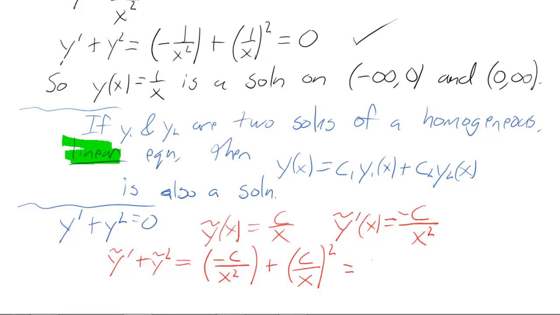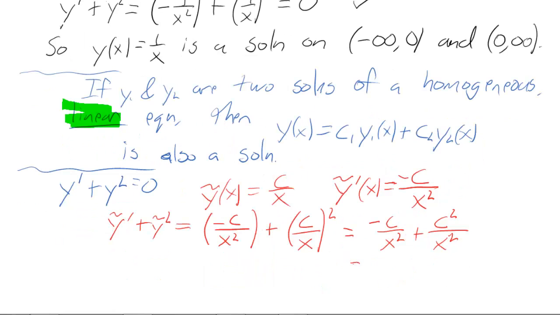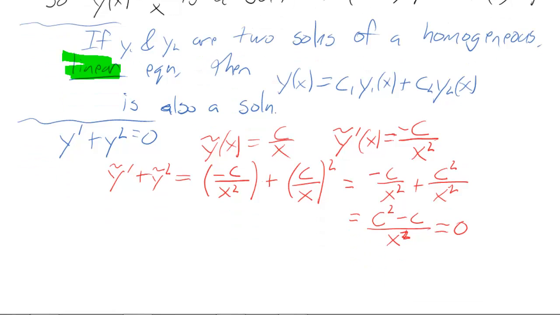And so what are we going to get? Well, we'll get negative c over x squared plus c squared over x squared. We can simplify that to be c squared minus c over x squared. And in order to have a solution, we would need this to equal 0, right? That's what we'd require to have a solution. But what's that going to tell us?